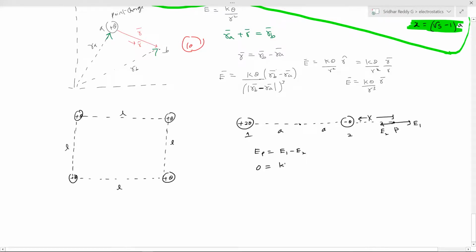What is E1? E1 will be K 2Q by (2A plus X) whole square. What about E2? E2 will be KQ by X square. Again, the same mathematics here. So KQ gets cancelled. So X square times 2 equals (2A plus X) whole square. Solving this, 2X square equals 4A square plus X square plus 4AX. So X square minus 4AX minus 4A square equals 0.